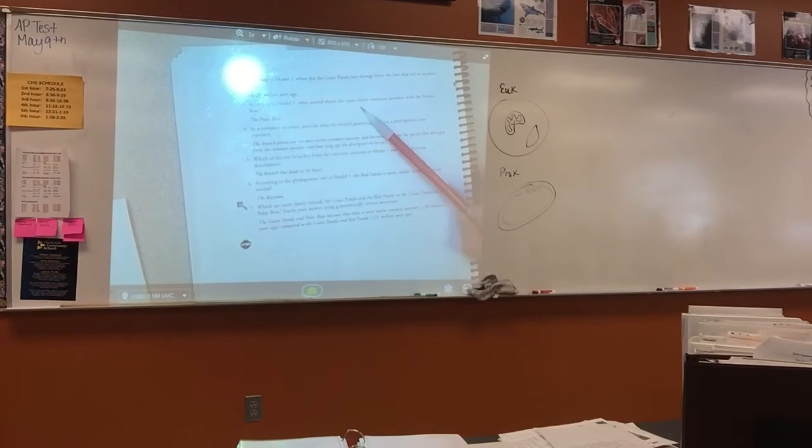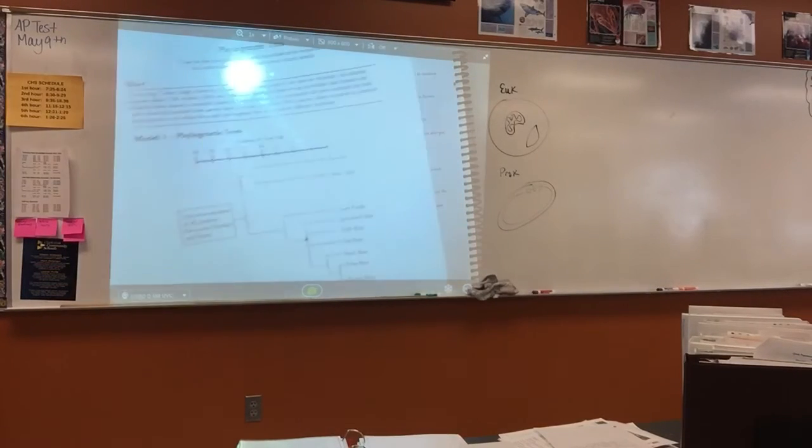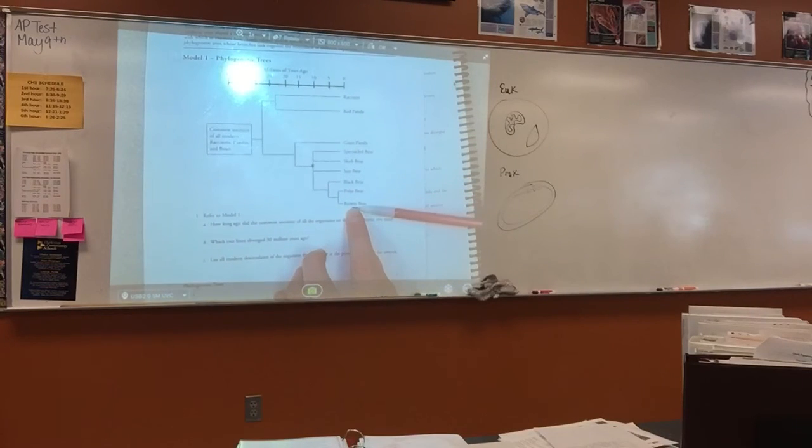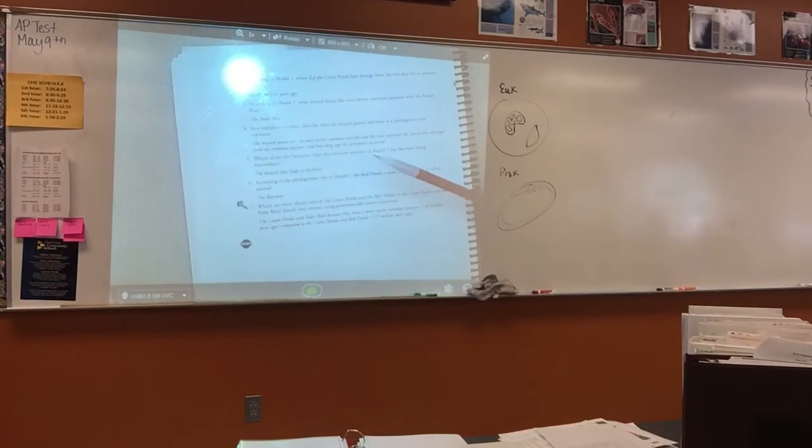Number three, what animal shares the most recent common ancestor with the brown bear? So here's your brown bear. How do we know? We look for going back the most recent divergence. So here'd be the common ancestor. So it's more recent from the polar bear.